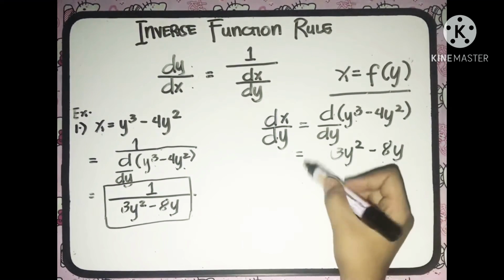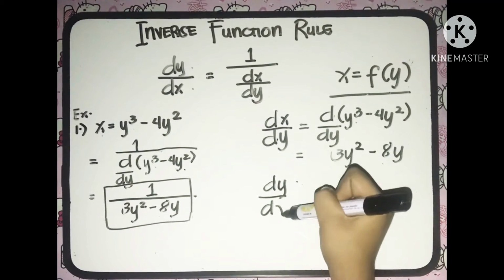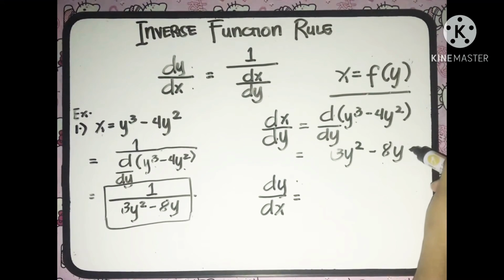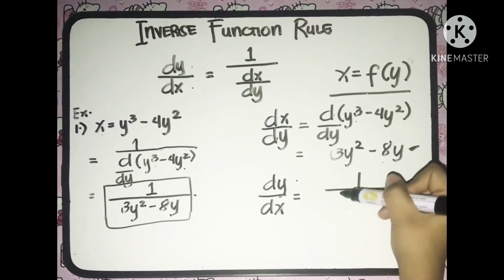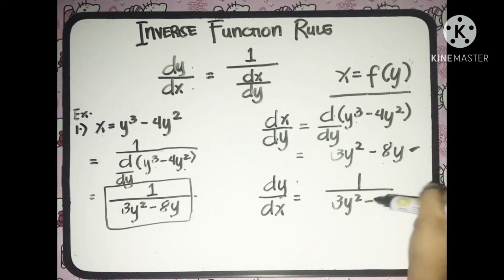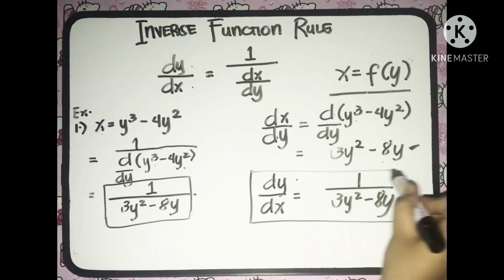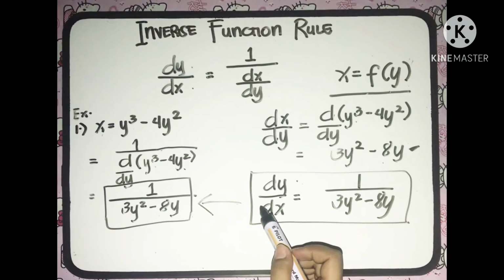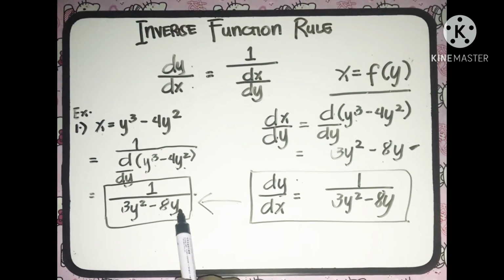Okay, so let's write the derivative of y with respect to x and then let's take its reciprocal. So, what is the reciprocal of 3y squared minus 8y? Okay, so it will be equal to 1 over 3y squared minus 8y. And it's the same answer as when we followed the given rule. So, you can use either of them since it will arrive at the same answer.